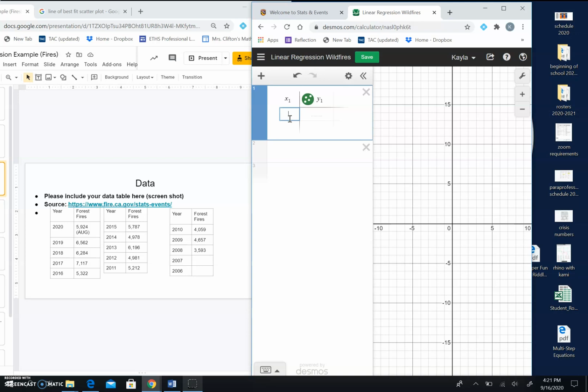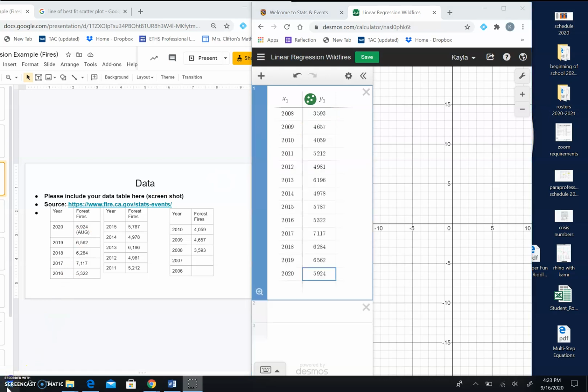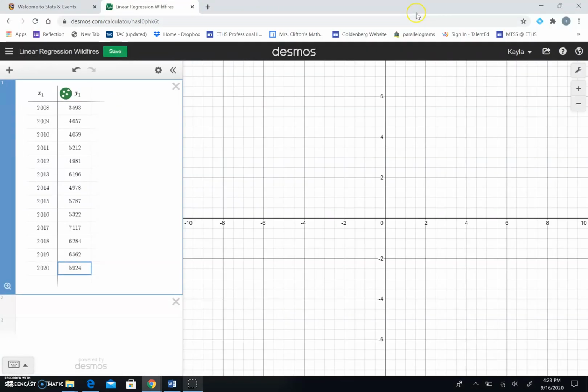So I'm going to start with the oldest year I found. I'm going to start with 2008, and that was 3593. So I'm going to pause the video to keep filling this in. Okay, so I have input all my data into my table. I'm going to make this full screen. I'm going to save it, right? You want to periodically save your Desmos graph as you're going.